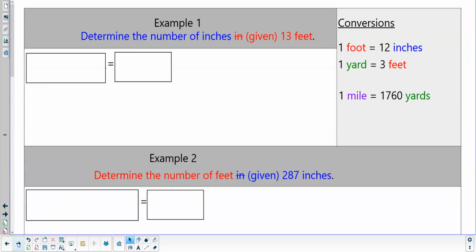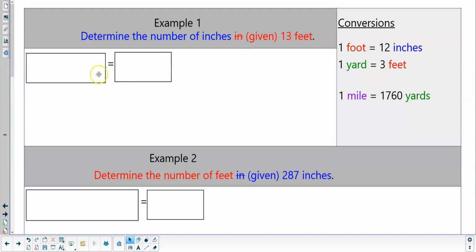All right, on the next page, let's get into some examples here. You have to determine the number of inches, and it says "in 13 feet" on your notes. I think it probably should say determine the number of inches given that you have 13 feet.